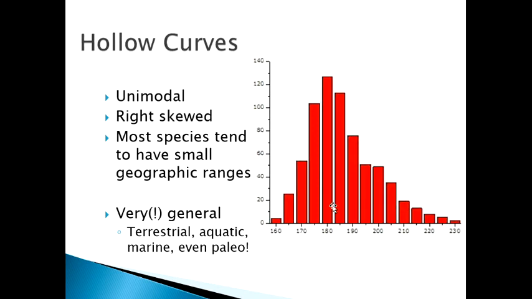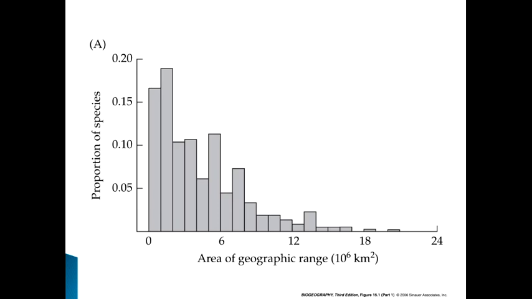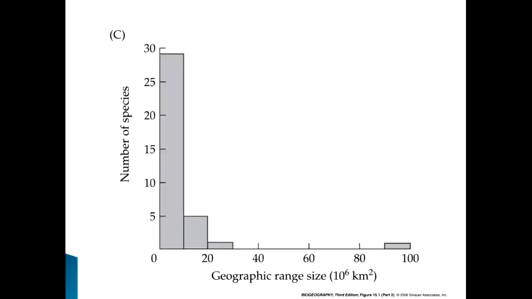Here's a better way to look at it. These things are almost always unimodal. They are right skewed, and this says that most species tend to have very small geographic ranges. This is actual data based on real data, but I don't have it scaled here for you or listed for you. But notice, area of geographic range increases towards the right, and the proportion of species, or percentage, is over here. There's your hollow curve.